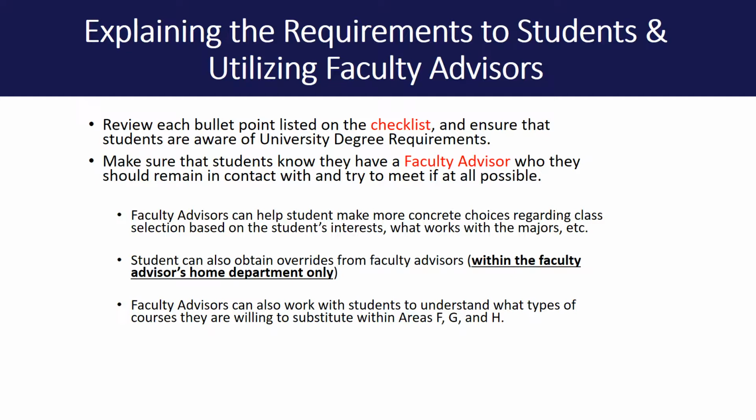Talk about substitutions and how they work, as well as overrides. Substitutions, as you're going to explain, are when students want to take a course in an area that is not listed in the catalog. So if a student wants to take a course in Area G, but it is not already listed in the catalog, they have to get permission from their faculty advisor to take that course in that area. And they have to fill out that form that we previously showed in order to do that.